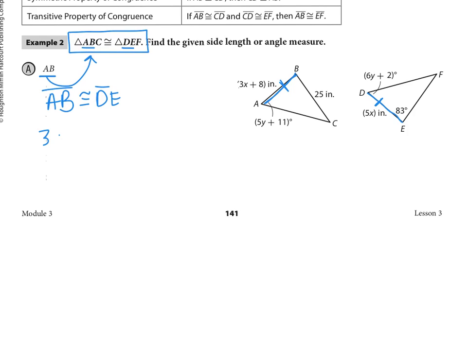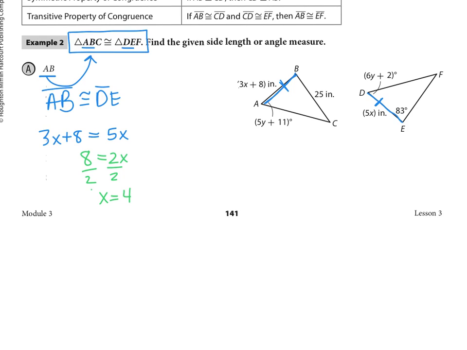AB is 3x plus 8, and I know that must be equal to DE, which is 5x. Now, we're going to use some algebra to solve that, and you all know how to do that. Get your x's on both sides. 2x equals 8, because I subtracted 3x. Divide by 2, so x is 4.